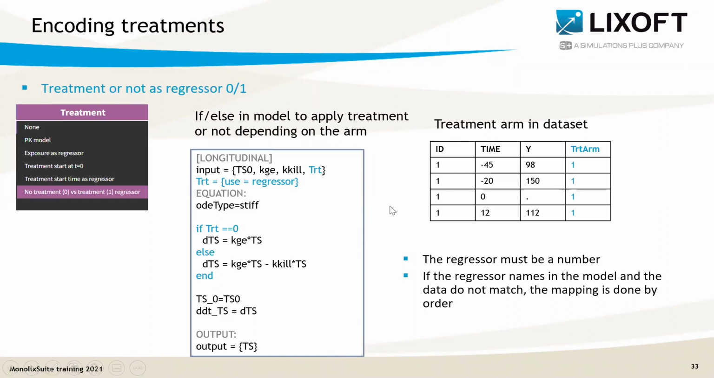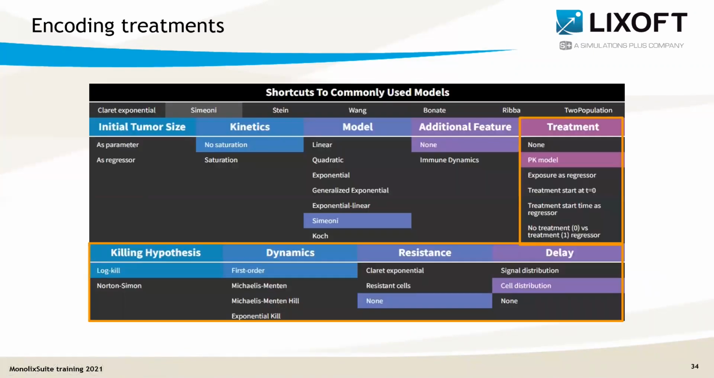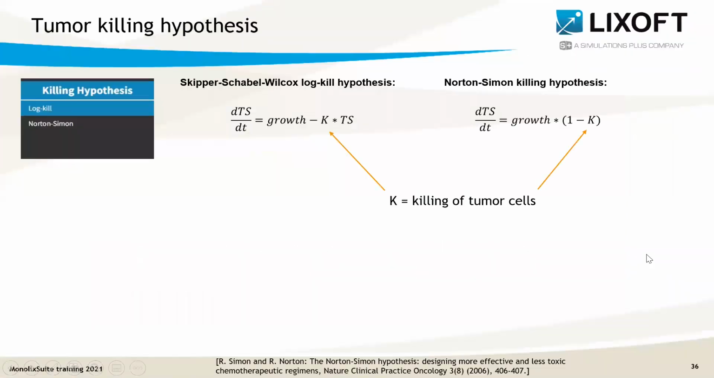So now that we have seen the different types of treatment that can be encoded in the data, I will show the different models for the treatment effect to inhibit the tumor growth that are available here. So we'll start with the two killing hypotheses that are proposed in the library.